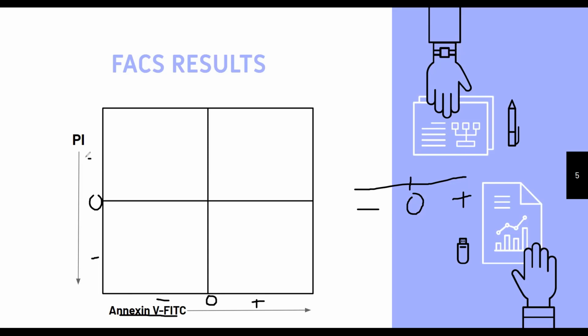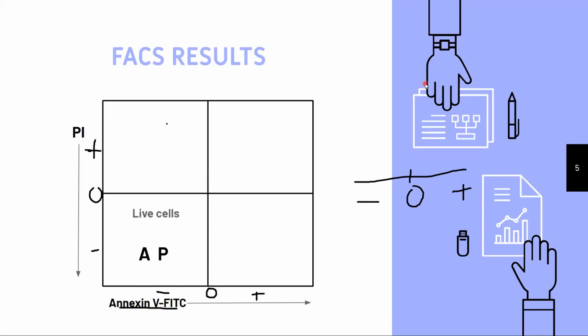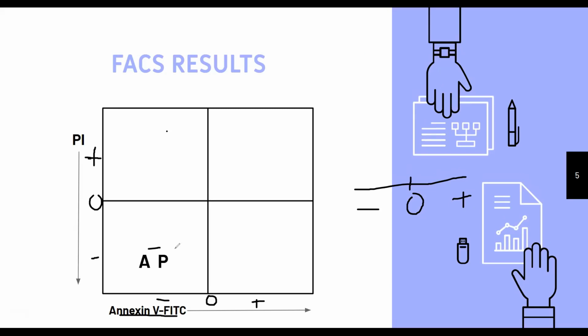Now let us read both simultaneously, annexin V and FITC. Now how to read this simultaneously? Look at the first block right here. In the first block, let us see what is there for A and P. So for A, it is annexin V negative. So let us mark that for A, it is annexin V negative. For P, it is also negative. So these cells neither stain with annexin V nor PI.